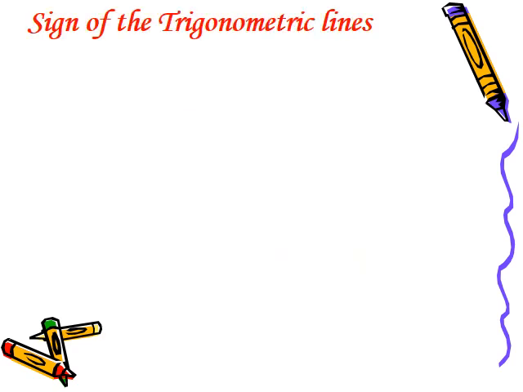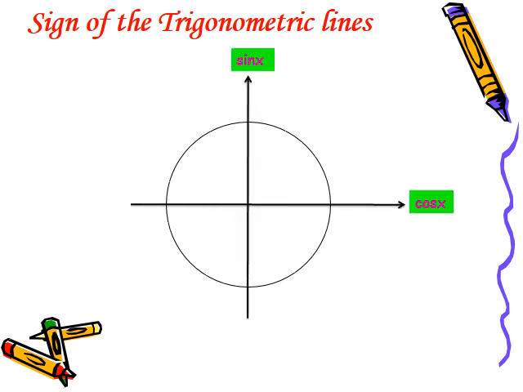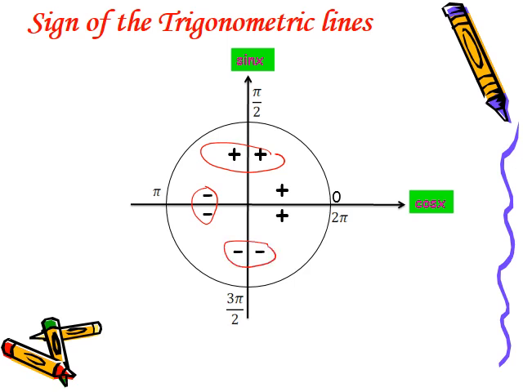Sine of trigonometric lines. Cosine axis, sine axis: 0, pi over 2, pi, 3 pi over 2, and 2 pi. Sine here is positive, and here is positive. Here is positive, and here is positive. Here is negative, and here is negative. Here is negative, and here is negative.